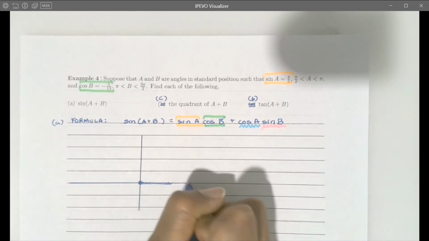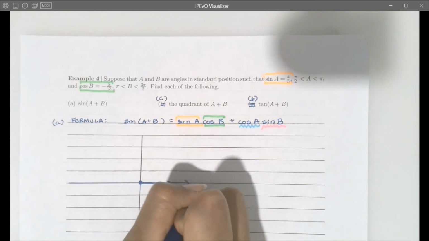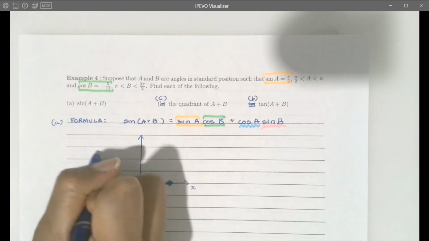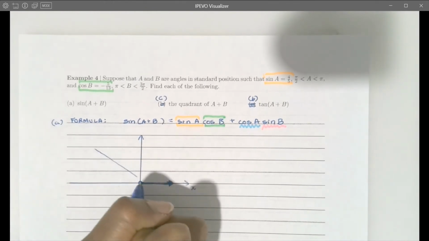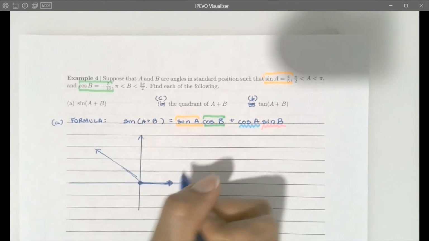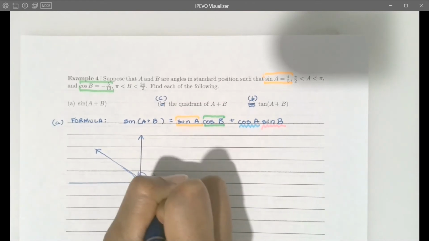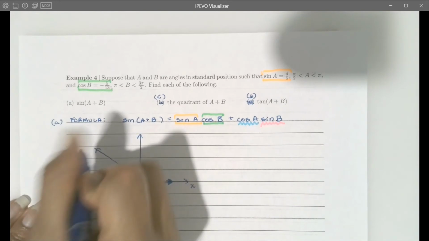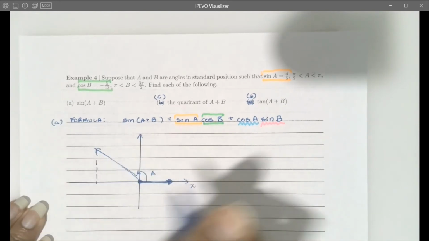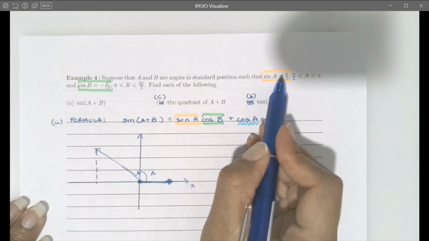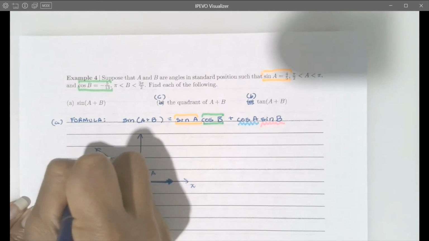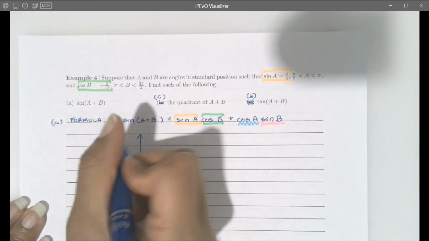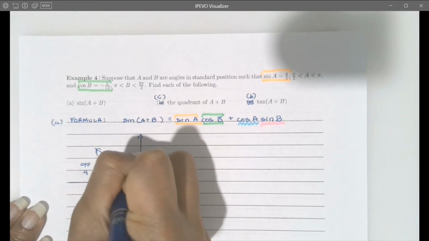Alright, so here we go. Vertex at the origin, initial side on positive x-axis, and then terminal side is somewhere in the second quadrant. Okay, and then we know that the opposite side has to be 4 because sine of A is 4 over 5. So opposite side is 4, and then the hypotenuse is going to be 5.